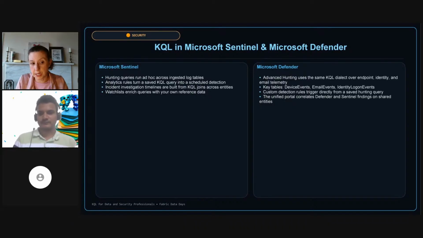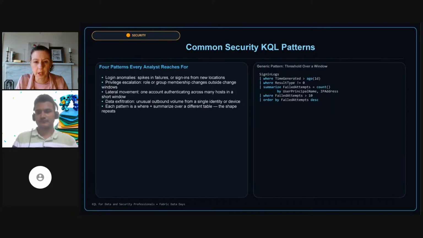So Entra ID is identity management, both for people and for machine identities. Then you've got Sentinel and Defender, all doing different roles within the security ecosystem. Common security KQL patterns: there are 4 patterns every analyst reaches for. Login anomalies, spikes and failures, or sign-ins from new locations. Privilege escalation, role or group membership changes outside change windows. Lateral movement, one account authenticating across many hosts in a short window.